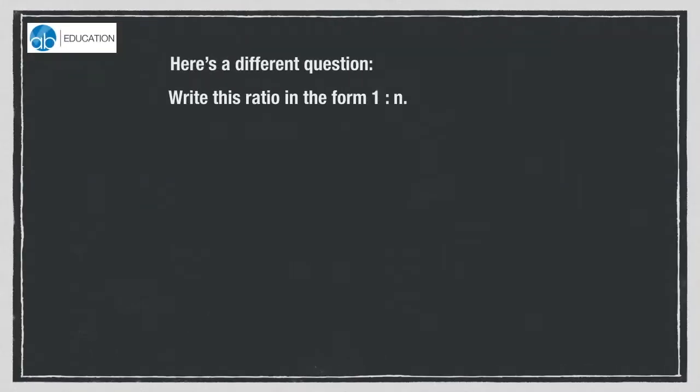Sometimes you will be asked to write a ratio in the form 1 to n. That simply means that the number on the left-hand side has to be 1. Now look how we do this. To make the left side equal to 1, the only thing we can do is divide by 4, because 4 divided by 4 is 1. So we have to do the same thing to the right-hand side. 10 divided by 4 is 10 over 4, which is 2 2/4 or 2 1/2. So the final ratio is 1 to 2 1/2, which could be written as 1 to 2.5 if you prefer to give a decimal answer.